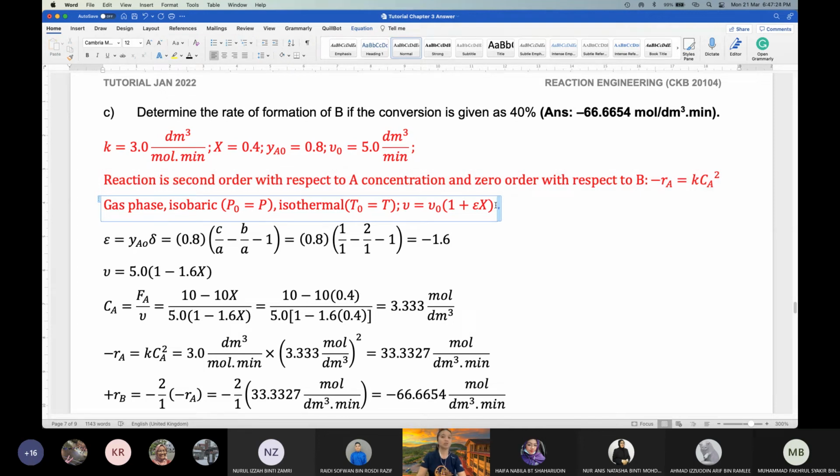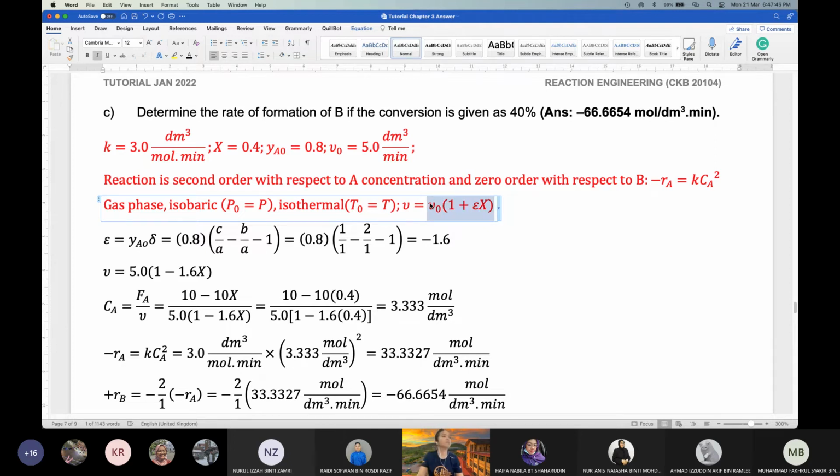Sebab tu part yang P0 per P jadi 1, T per T0 pun jadi 1. Sebab tu dah tak ada dalam equation kita. So our equation now becomes outlet volumetric flow rate equals inlet volumetric flow rate in bracket 1 plus epsilon x. Kita kena cari dulu outlet volumetric flow rate dalam bentuk ini.